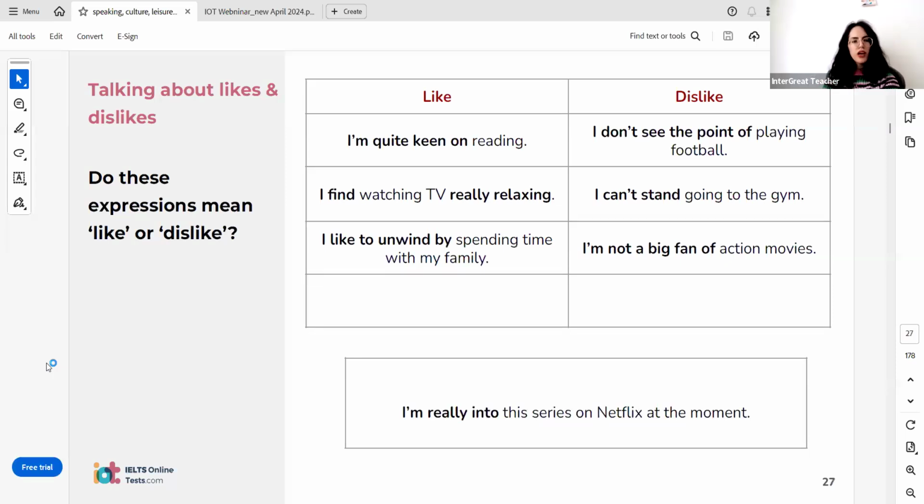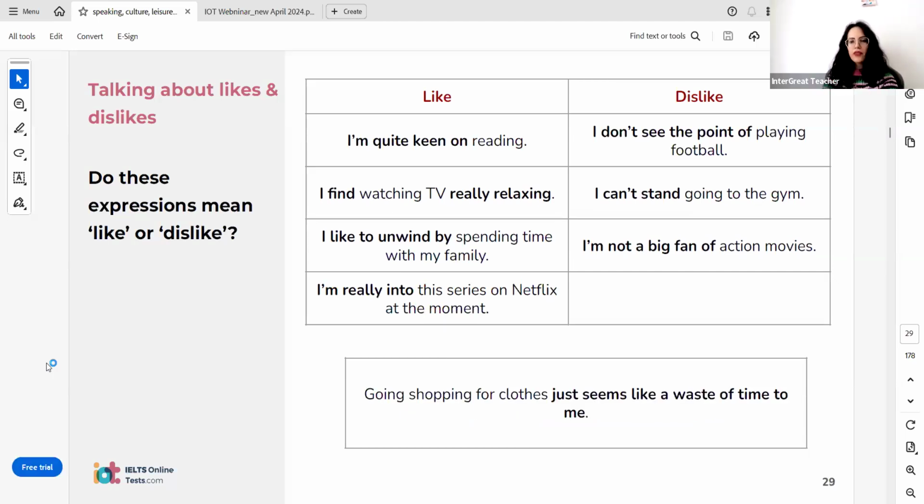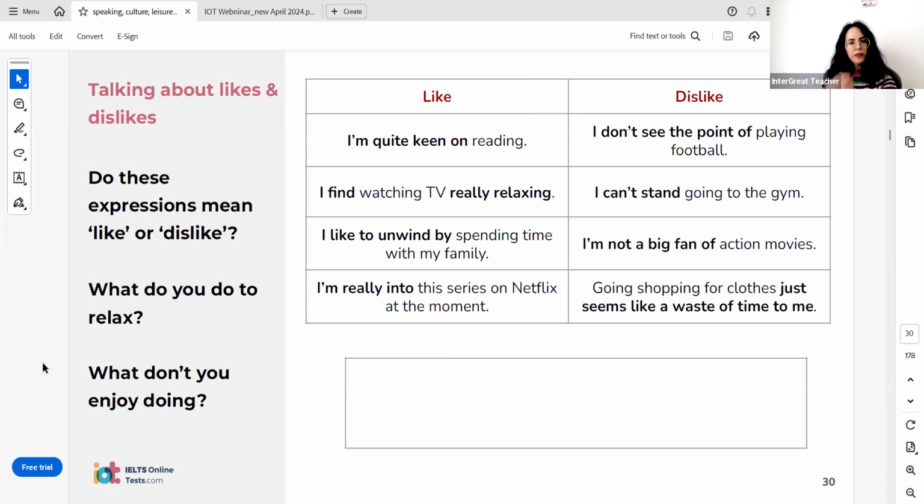All right, how about this? "I'm really into this series on Netflix at the moment." I think one of you mentioned being really into something earlier. So if you are into something, it means you like it. And finally, "going shopping for clothes just seems like a waste of time to me." If something is a waste of time, exactly, so it's definitely dislike, right? Okay, good.